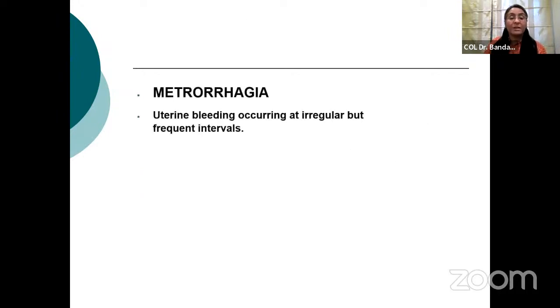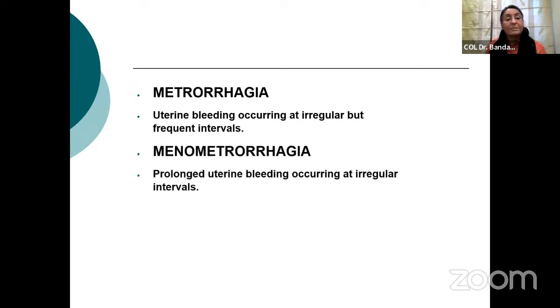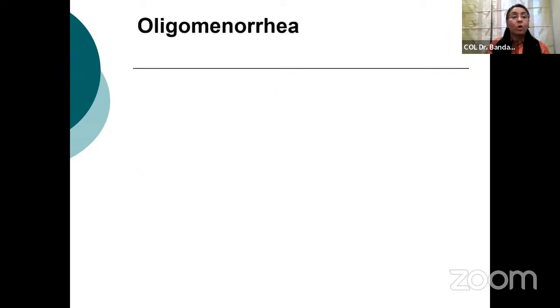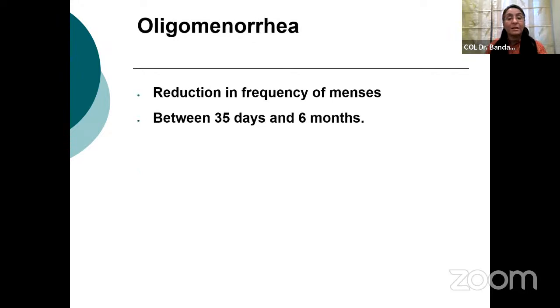Metrorrhagia. Metrorrhagia means uterine bleeding occurring at irregular but frequent intervals, or intermenstrual bleeding. That means occurring in between cycles at irregular intervals. Then is menometrorrhagia. That means frequent bleeding and prolonged bleeding and excessive bleeding occurring at irregular intervals. Next is oligomenorrhea. Oligomenorrhea means reduction in the frequency of the menses. That means cycles occurring beyond 35 days up to 6 months also are referred to as oligomenorrheic cycles.